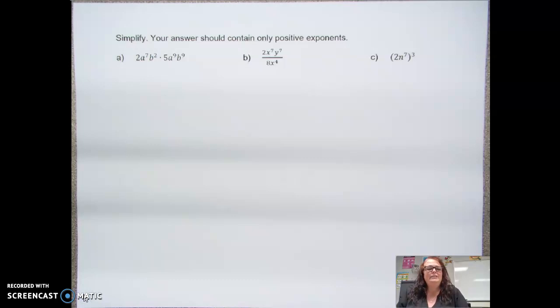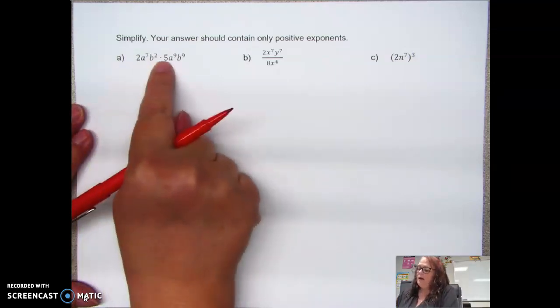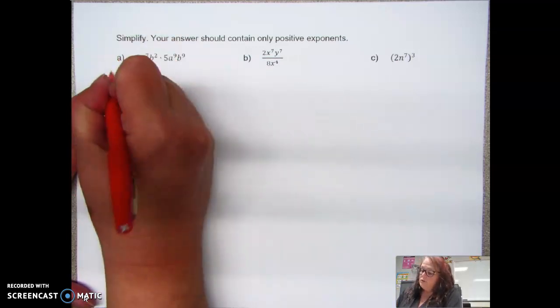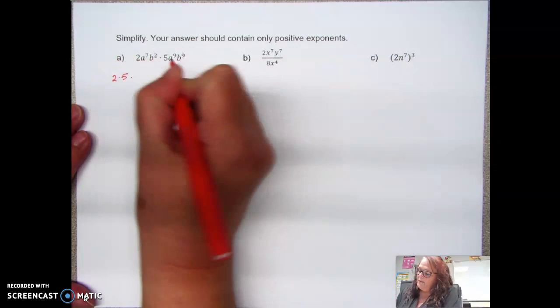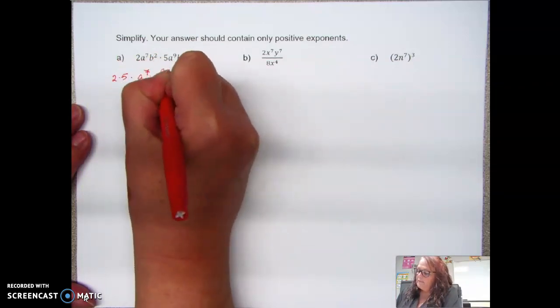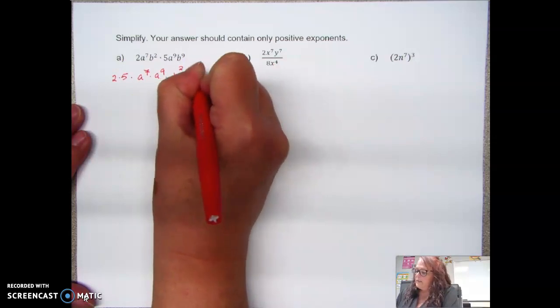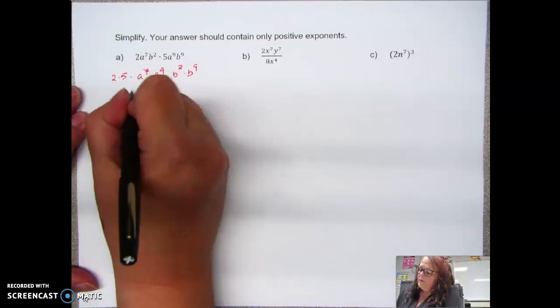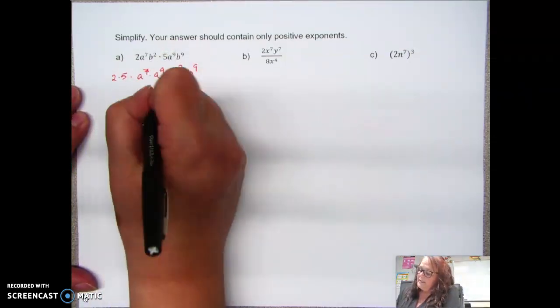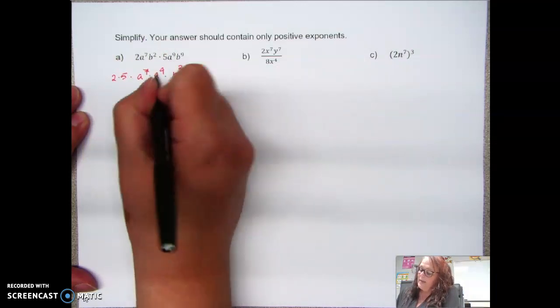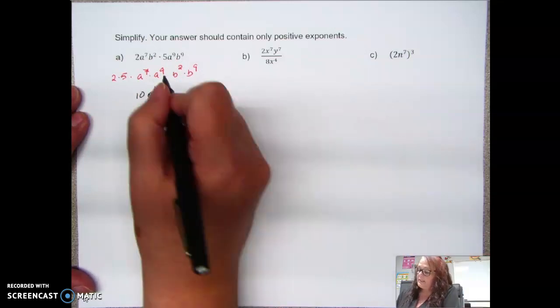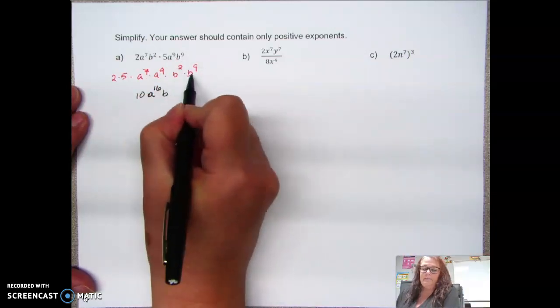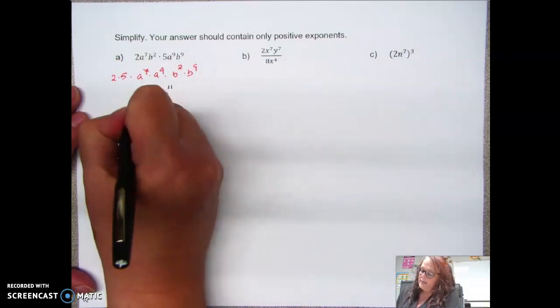So if we take a look at this first example, I'm trying to simplify and make sure that I only have positive exponents when we're done. So looking at this, I have some like terms. So I have 2 times 5, and then I have a to the 7th times a to the 9th, and then I have b to the 2nd times b to the 9th. And so I grouped everything together that was a like term. So 2 times 5 gives me 10. And then I have the same base, so I'm going to keep that same base and add my exponents because I'm multiplying. So 7 plus 9 is 16, and then again, keep my same base and add my exponents, so I get b to the 11th power.